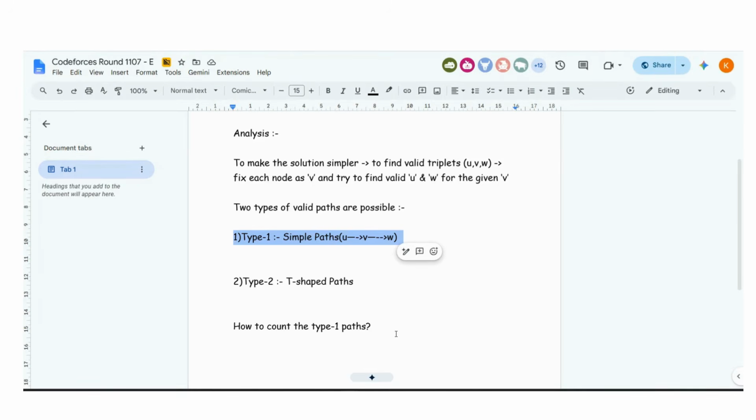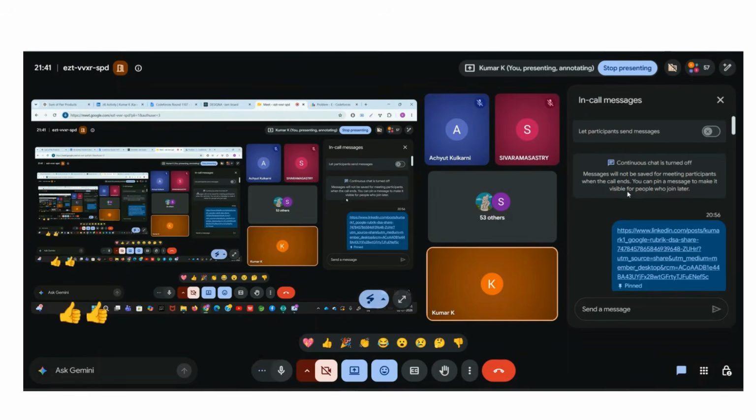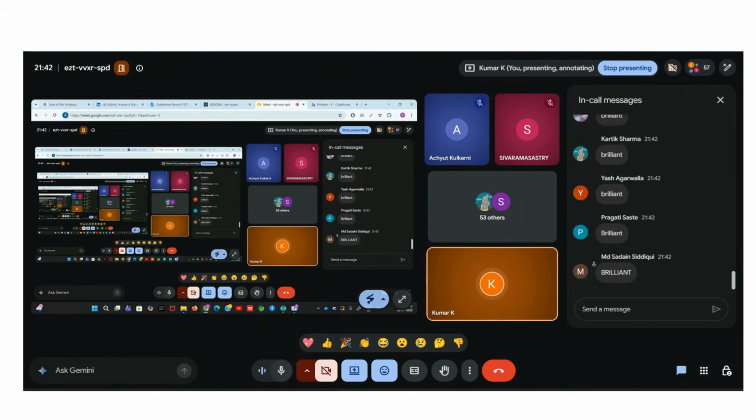So guys, what does this mean? It is a good triplet if A of V is a perfect square. Guys, you can just write a simple check function and check whether this number is a perfect square or not. If it is not a perfect square, no need to count any values. Guys, write brilliant in the Google chat if you have understood the trick that you only need to check the V node value and there is no need to check anything else. Write brilliant and give me the confirmation that you understood.